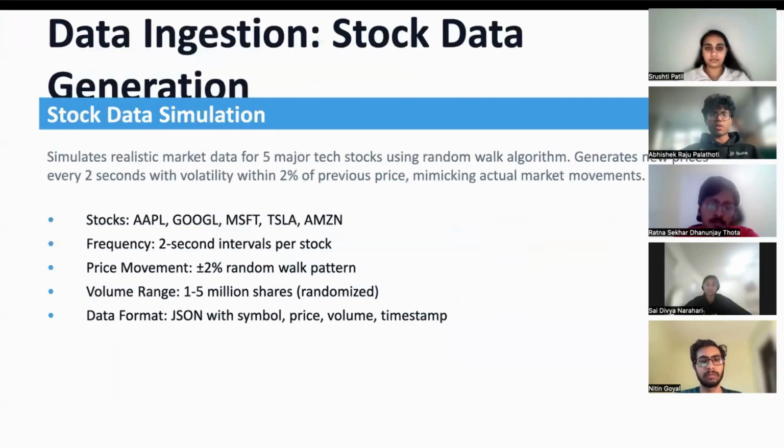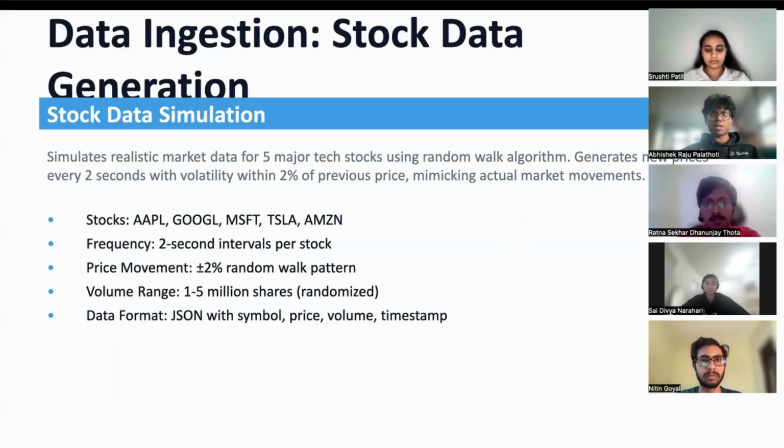Now let's dive into how we generate the data. Our producer simulates realistic market behavior for five major tech stocks: Apple, Google, Microsoft, Tesla, and Amazon. We use a random walk algorithm where prices move up and down within 2% of the previous value, mimicking actual market volatility. Each stock generates new data every 2 seconds with randomized trading volumes between 1 to 5 million shares.